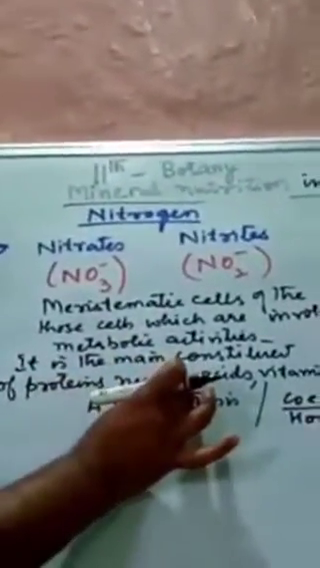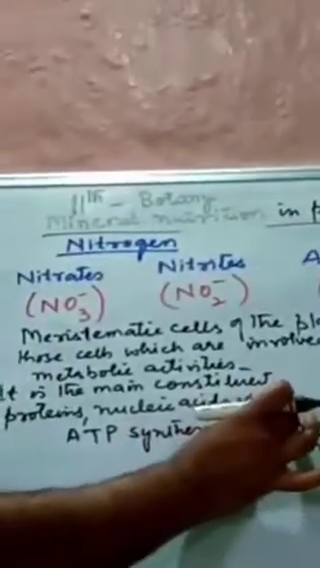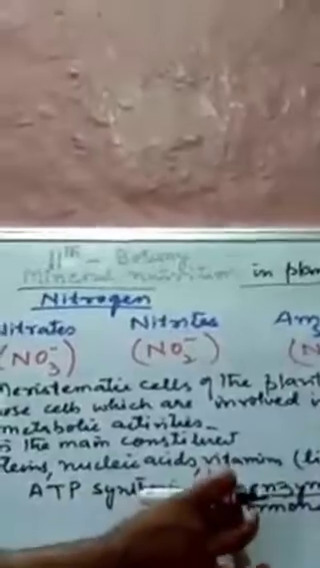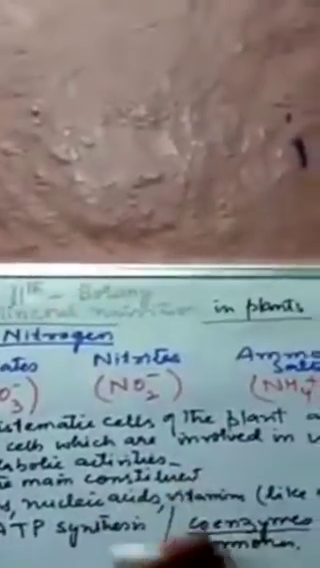So it is the main constituent of proteins. It is the main constituent of nucleic acids. It is the main constituent of vitamins. It is involved in many organic molecules like chlorophyll. It is involved in the ATP synthesis. It plays an important role in coenzymes. It plays an important role in the plant hormones.